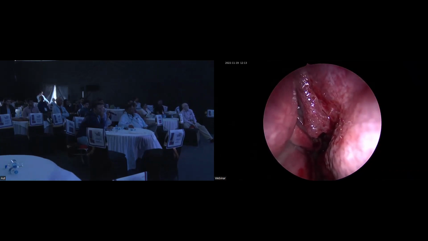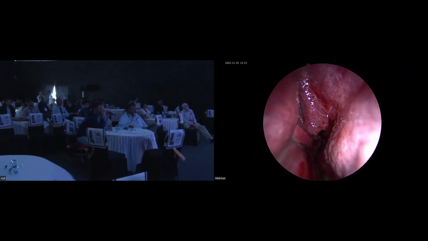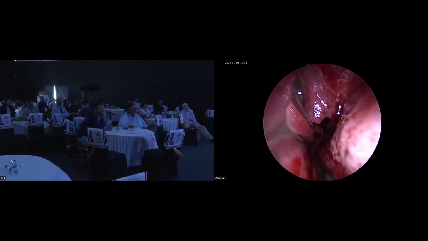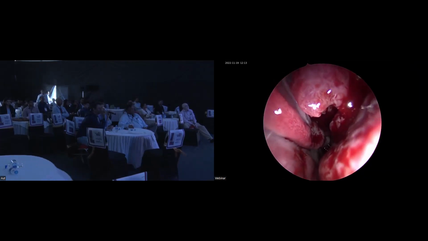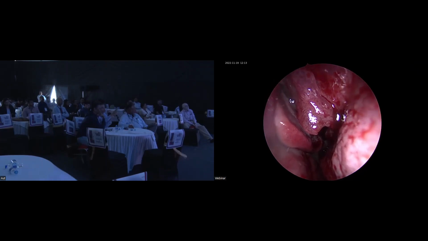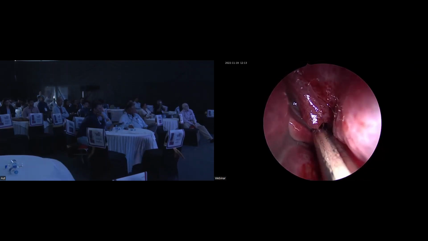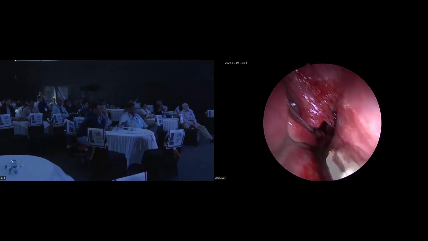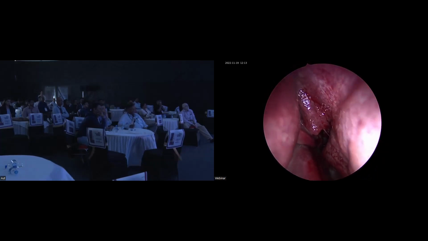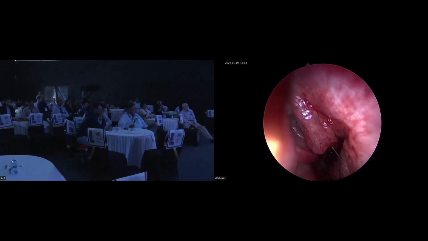Because always you get a very good picture if you use both Clara and Chroma, especially when there is bleeding. So once you have taken your first bite, you can use the debrider for the upper part of the uncinate and the polypoidal part of the uncinate. I would like to remove it with the debrider.